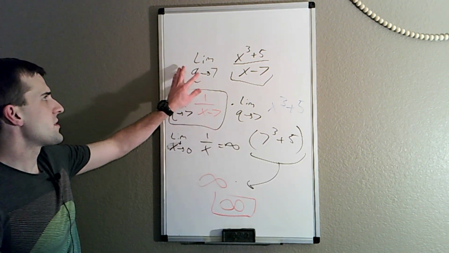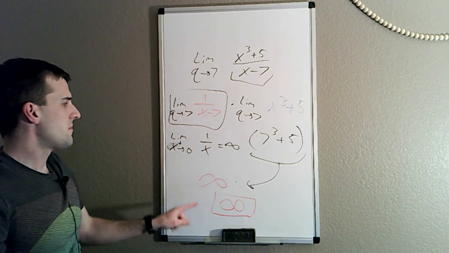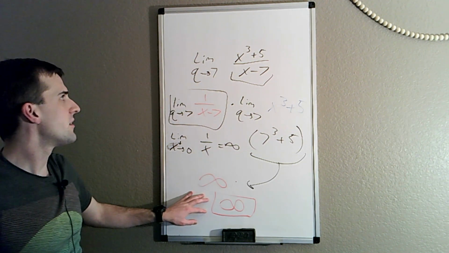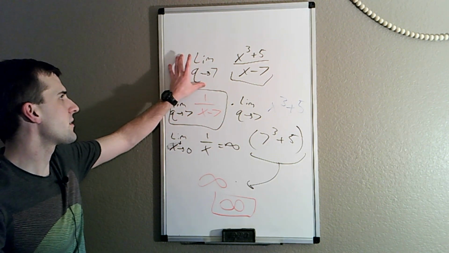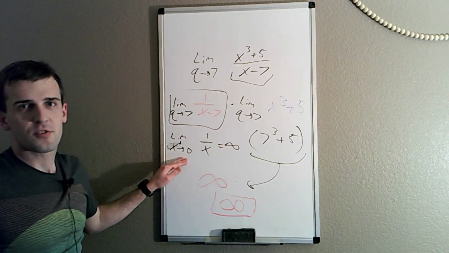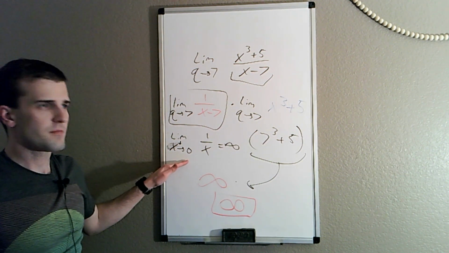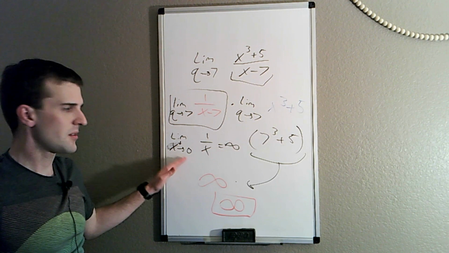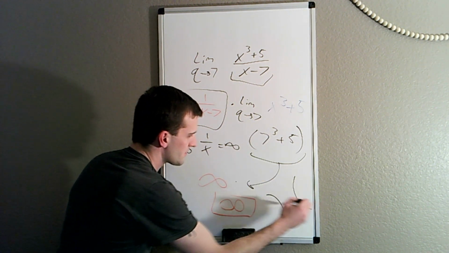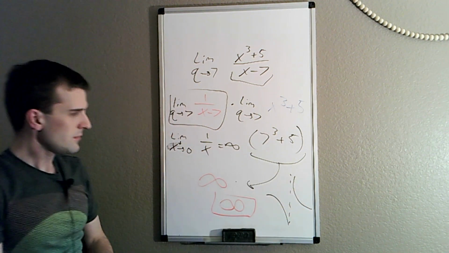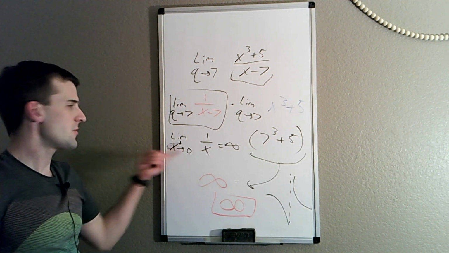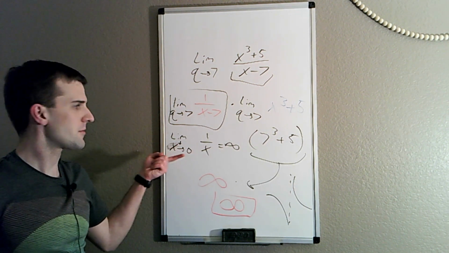And if the problem did specify from the left or from the right, this might change to minus infinity, and this would change to minus infinity. If it doesn't specify anything, you can assume it's from the right, but make sure you mention that you're assuming it's from the right, or you can say it does not exist, because the graph would look something like that. But if I was doing this, I would assume it's from the right and specify that it's from the right.